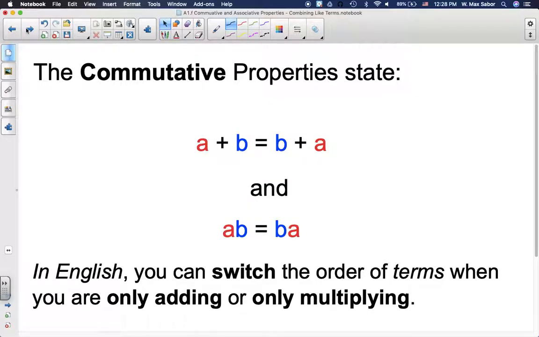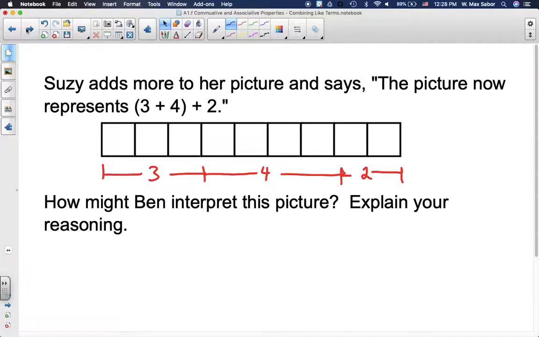And of course, they're the same. The commutative properties state that a plus b equals b plus a, and a times b equals b times a. In English, what that means is you can switch the order of terms when you're only adding or only multiplying.